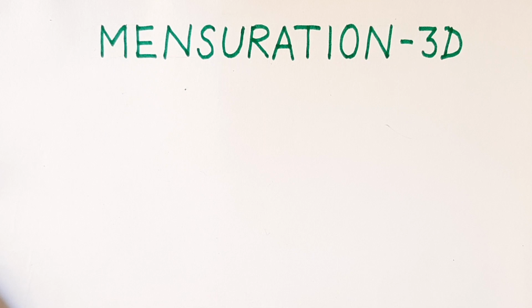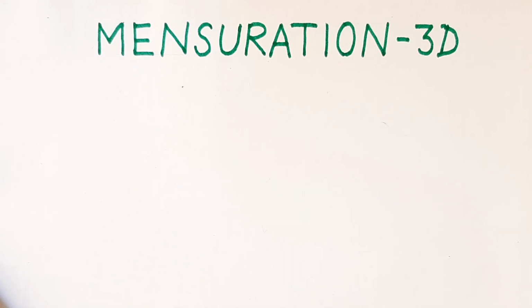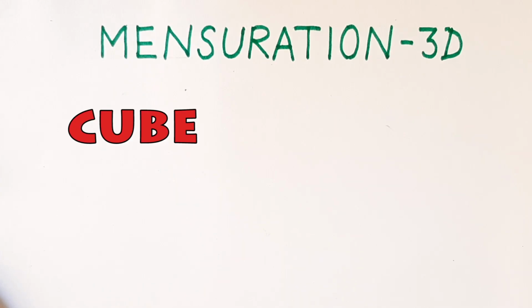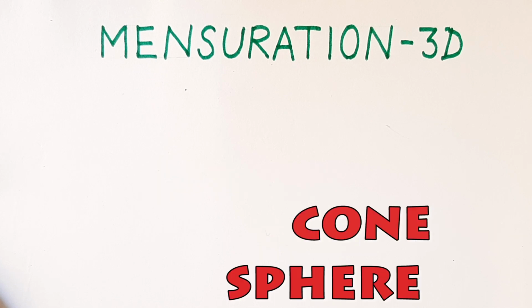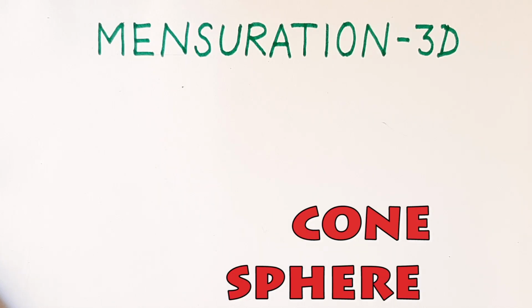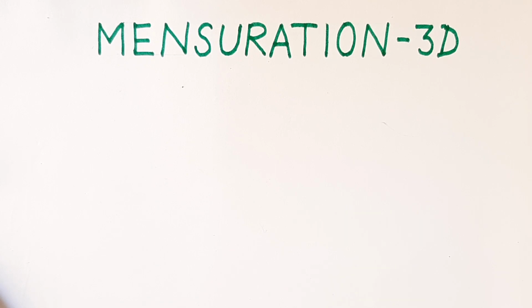Mensuration 3D is the topic that deals with surface area and volume of solids, that is, the 3D figures. For example, cube, cuboid, cylinder, cone, sphere, and their combinations. This is yet another topic of senior school maths which many students find difficult. But if you learn it right, it can be very easy.